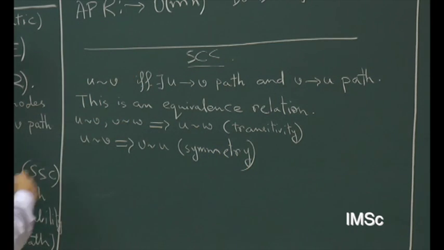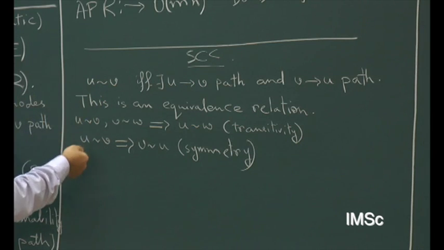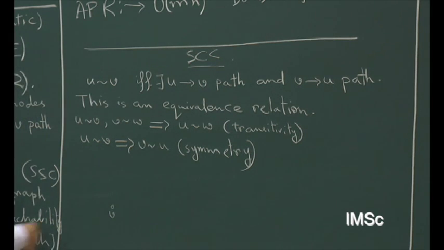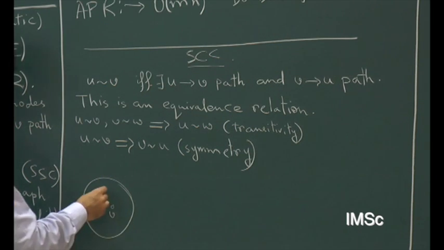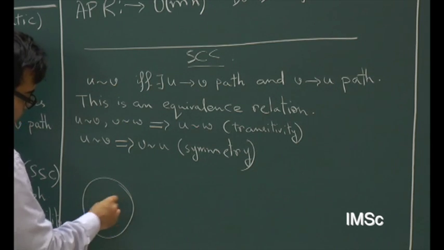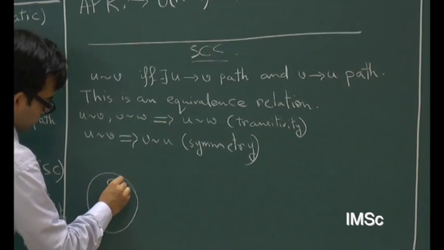Now, you can show that this relation will define a partition on the node set. How will you get that partition? You just start with any arbitrary node V. Just look at all the nodes that are related to this guy. Okay? And so let us call them CV.